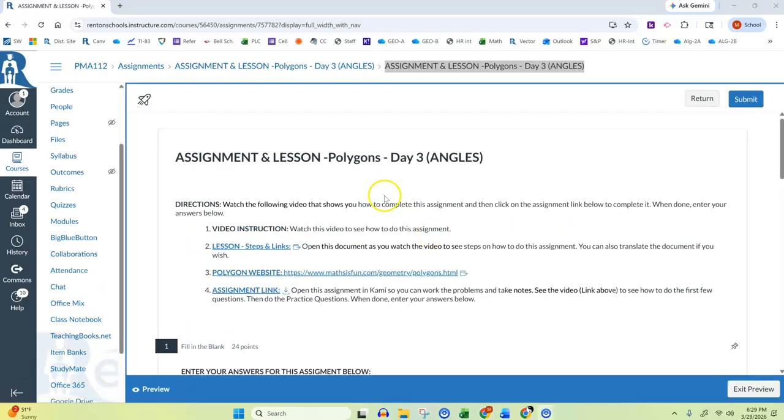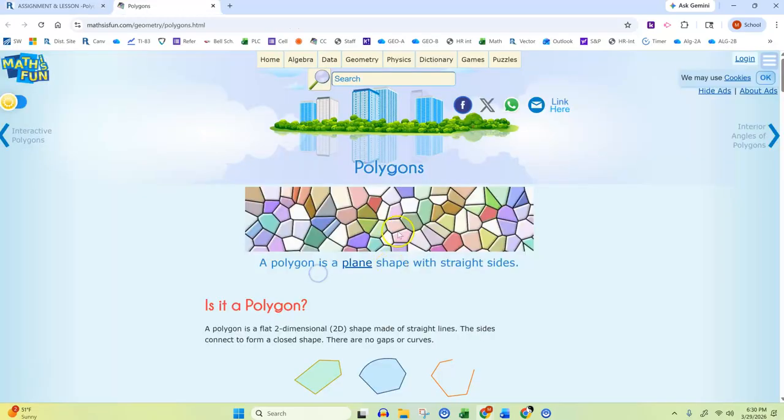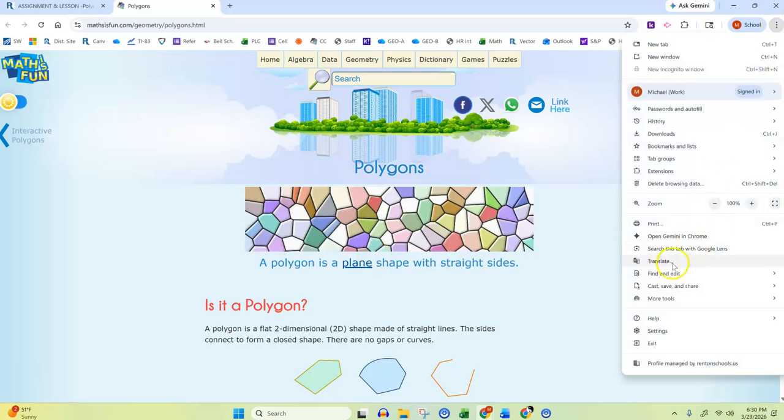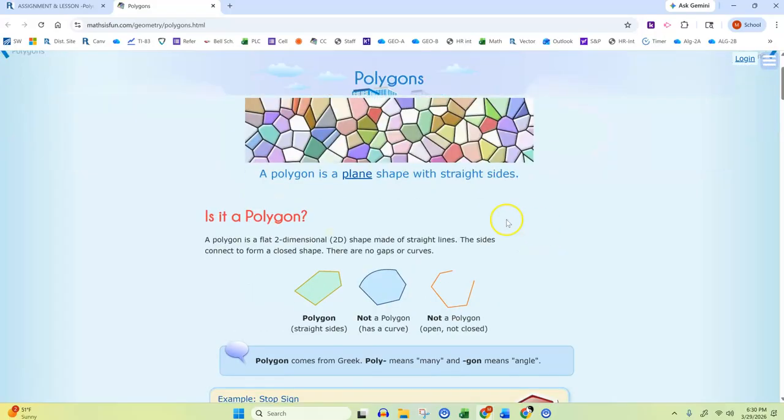The first thing you want to do is go ahead and click on this. What we're doing today is we're learning how to get angles again for polygons. So let's go to this website right here. Please open this one right here, click on that. And when you do, we've seen this website already a few times. So again, remember, you can translate it if you want down here.